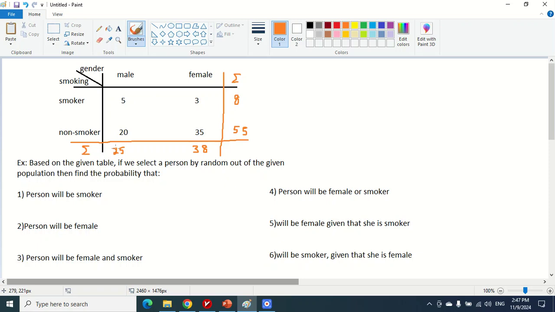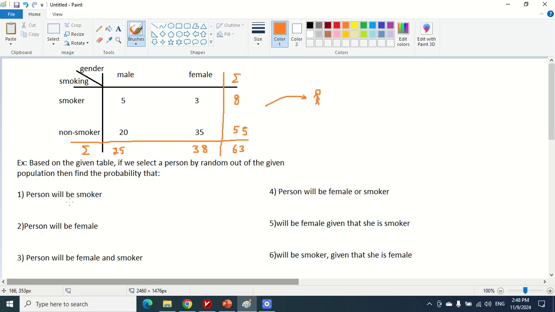I mean 25 plus 38. So if we just consider that one, 8 and 5 is 13, and we have 63. So we have 63 in total, the population that we study. So we select one person out of this population, one person is selected, and over there I want to note the probability of something.